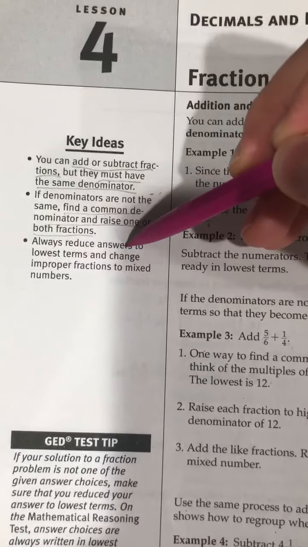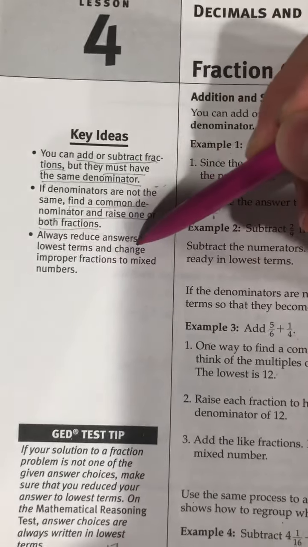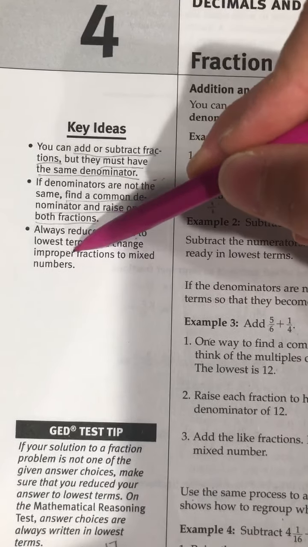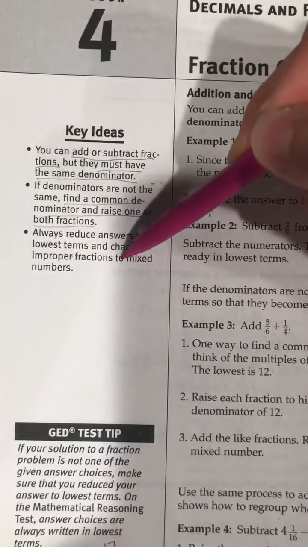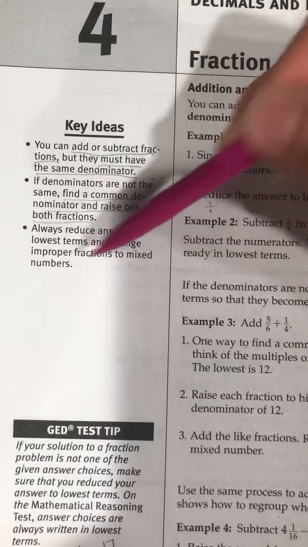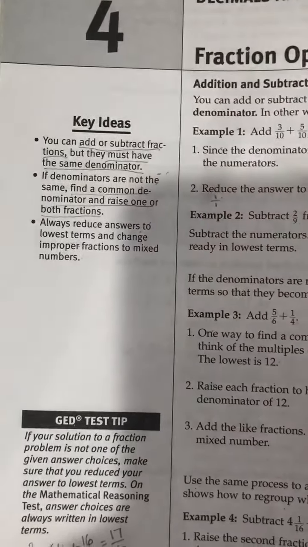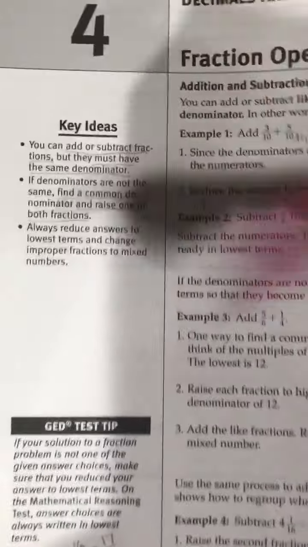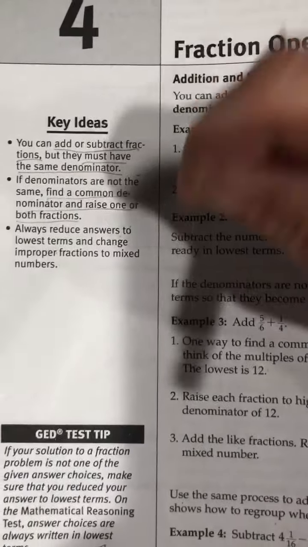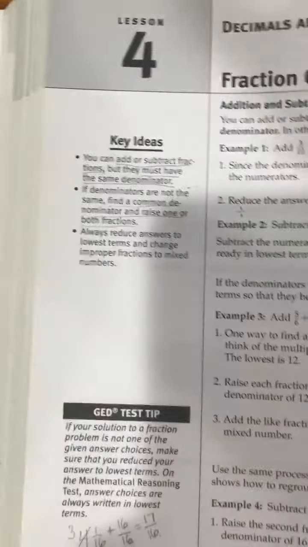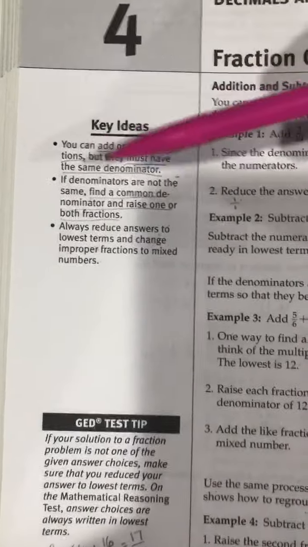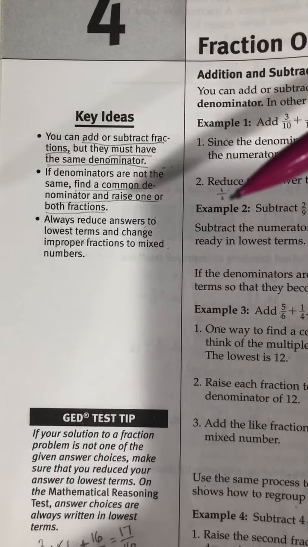Always reduce answers to lowest terms and change improper fractions, remember where the numerator is greater than the denominator, to mixed numbers where we have a whole number and a fraction. Okay? Remember, we don't really like to see the improper fraction. If we can fix it, or if it's in the directions, we have to make sure that we turn an improper fraction into a mixed number.